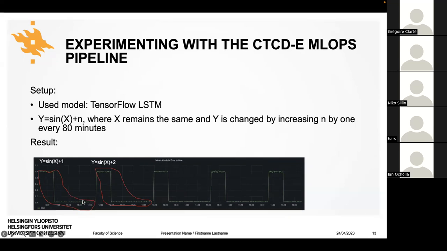Until then the trigger happens that, okay, now train a new model. And then here, the new model is taken into use, and we are back again to the good behavior. The experiments are still ongoing with somewhat fancier functions than this very simple one. But it seems to indicate that it's able to react and recover by creating a new, better model.